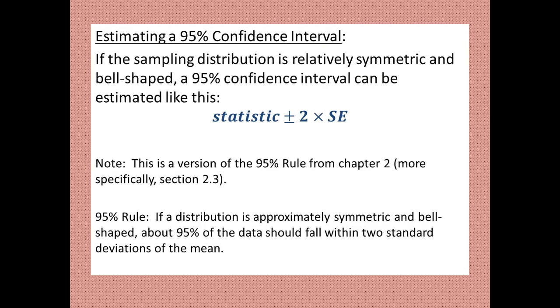Here is where the standard error appears. If you want to estimate a 95% confidence interval, as long as your sampling distribution is relatively symmetric and bell-shaped, you can compute the margin of error as 2 times the standard error. The reason that works goes back to the 95% rule in Chapter 2: if you have an approximately bell-shaped distribution, about 95% of the data should fall within 2 standard deviations of the mean. That's where the 2 in that formula is coming from. This shortcut is only going to work for 95% confidence. It won't work for any other confidence level, but that's why this is the starting point, because there is a fairly straightforward shortcut we can work with.